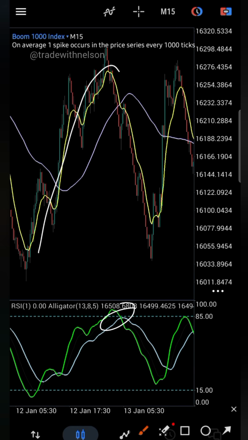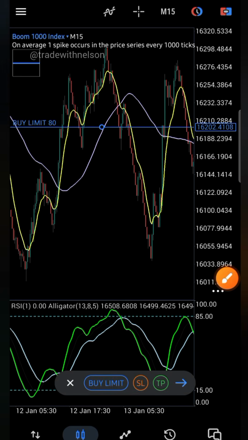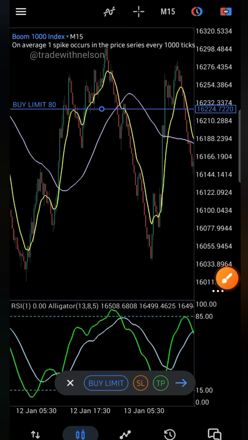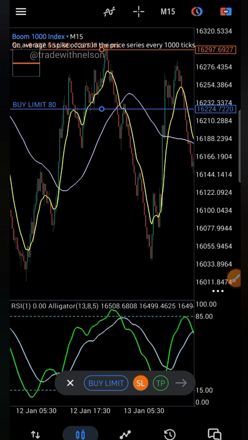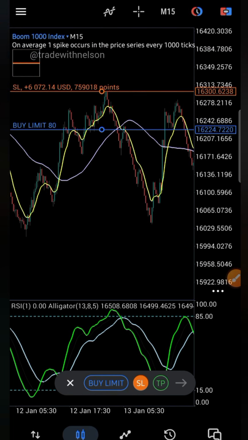Rallies to the upside, cross of this white and green line, then cross of this white and yellow line. You want to take your sell after the cross. Stop loss will be above this major high. You can see that this is the major high. Then your TP will be either this one or this one.